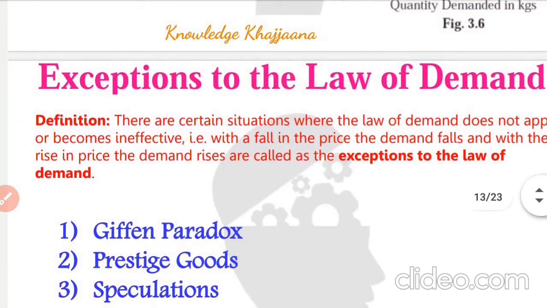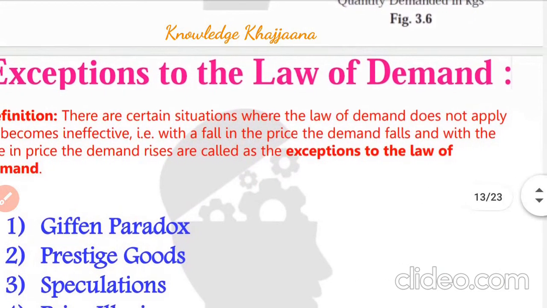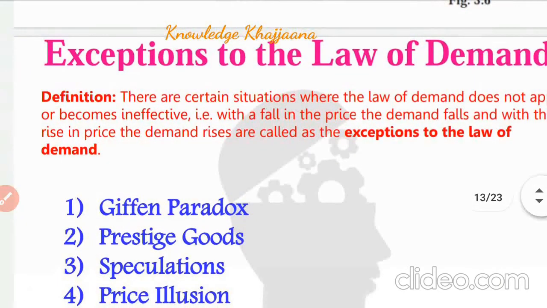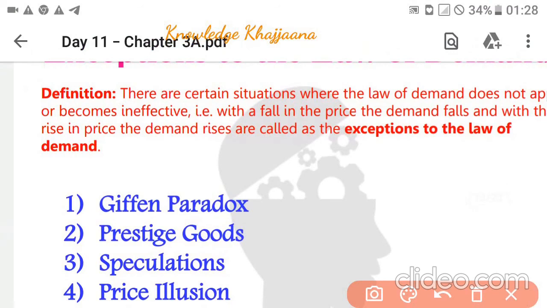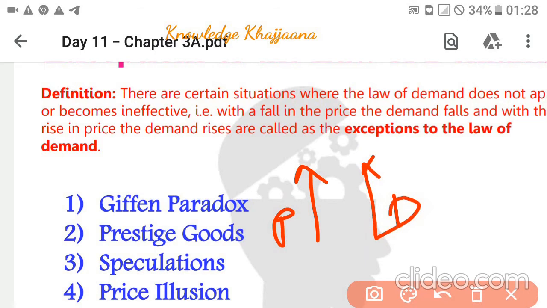That is, with a fall in the price, the demand falls, and with the rise in the price, demand rises, are called exceptions to the law of demand. Why? As per the law of demand, there is an inverse relationship between price and quantity demanded. But here, what is the exception where it doesn't hold true? With an increase in prices, there is an increase in demand, or with a decrease in prices, there is a decrease in demand. Both move parallel or proportionate to each other.